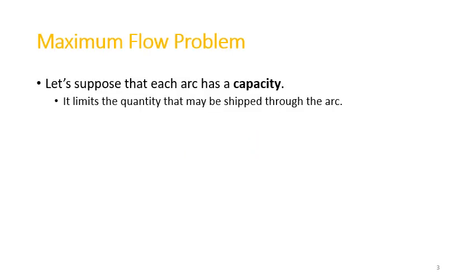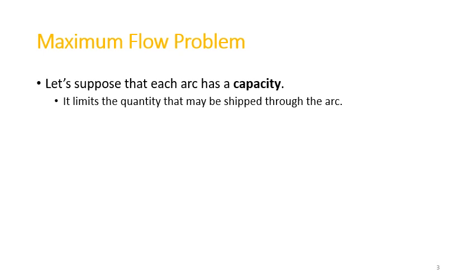In the previous topic of network models, we have seen another problem, which is the shortest path problem. Now here we are going to look at another problem, which is called the maximum flow problem, which can also be modeled as a network, such that it can be solved more efficiently.